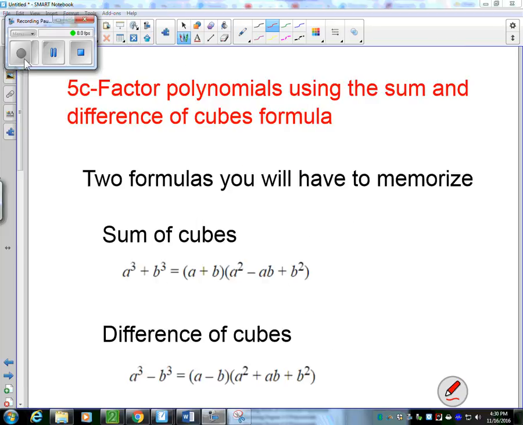Alright, next we're going to do factoring polynomials using the sum and difference of cubes formula. Fun, fun. So here we have two formulas. You're going to have to memorize these formulas. So let's get started with them.